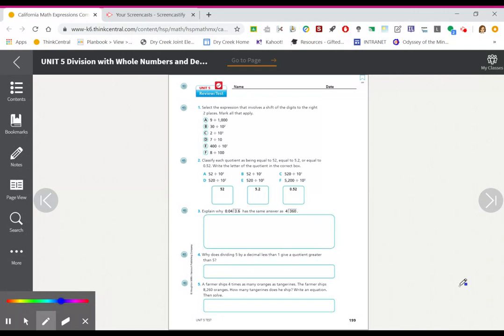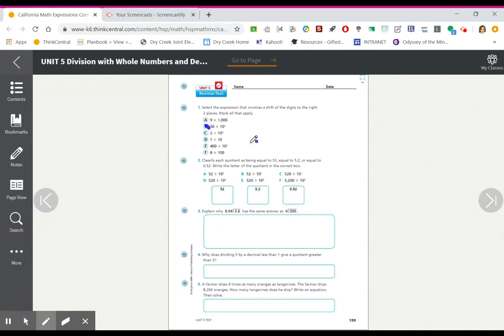Okay, so the first thing we're going to be looking at is the first question. It says, select the expression that involves a shift of digits to the right 2 places, mark all that apply. When I read mark all that apply, I know there's got to be more than one. If I look at the first one, I see 3 zeros, so that's going to be 3 shifts, so that's not going to be 2 shifts. The second one has 10 to the second power, so I know that will be 2 shifts, so I'm going to mark that one.